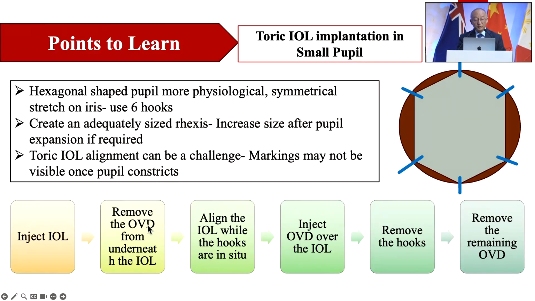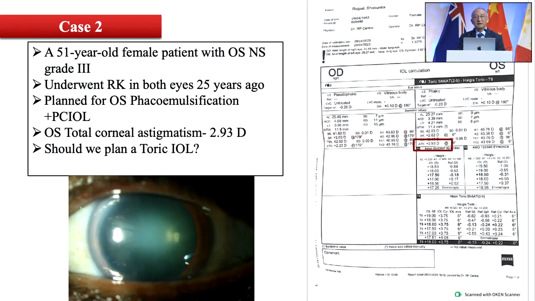you always remove the viscoelastic from underneath, align the IOL, inject OVD over the IOL, and then remove the hooks. In that way, you are not going to damage the pupillary margin and your lens will be in the bag always. And these 6 hooks give you a very nice orientation of a pupil. Sometimes if you use only 4 hooks, then you stretch too much and that is not a good idea in these rigid pupils.